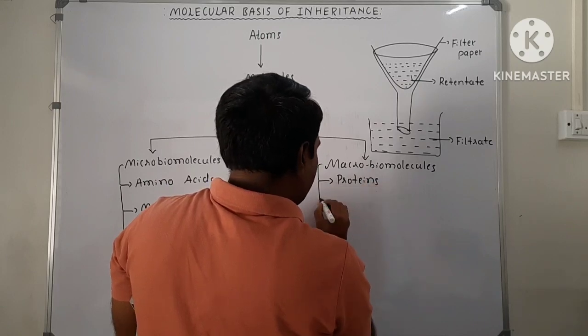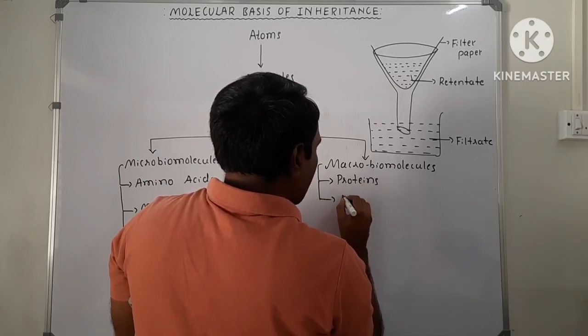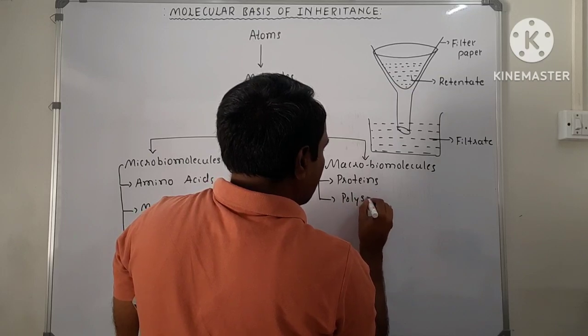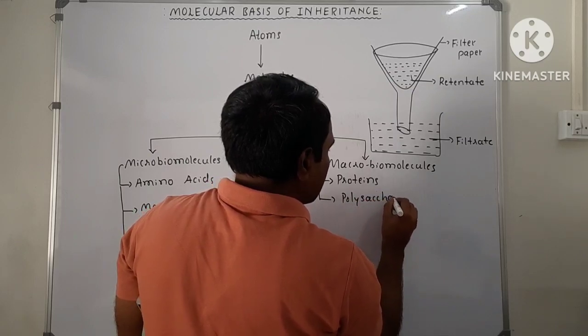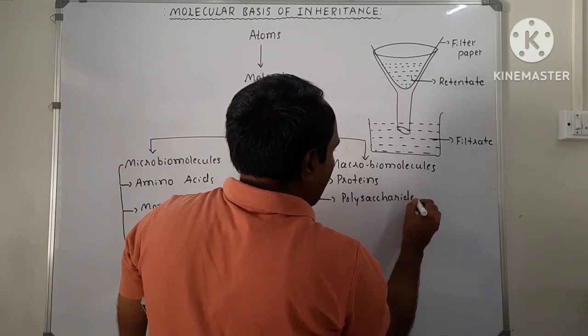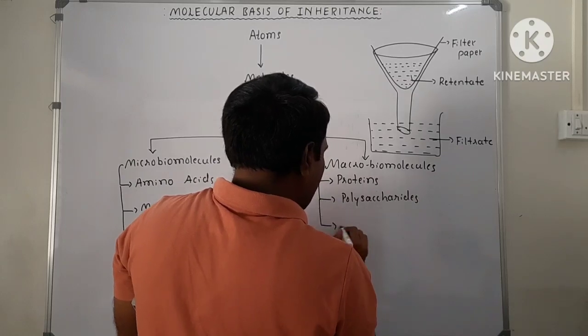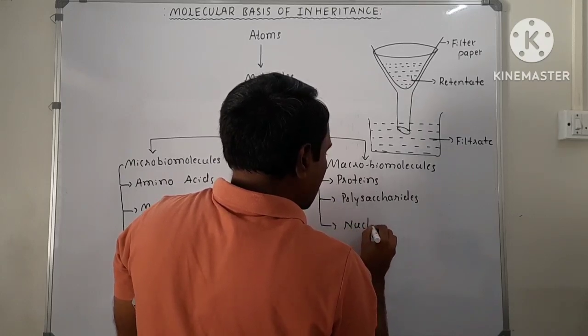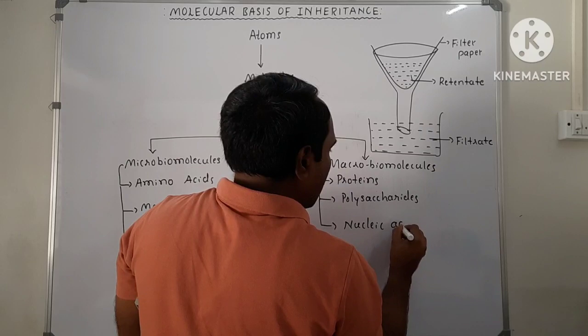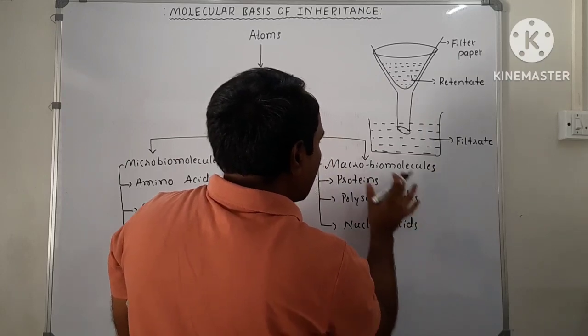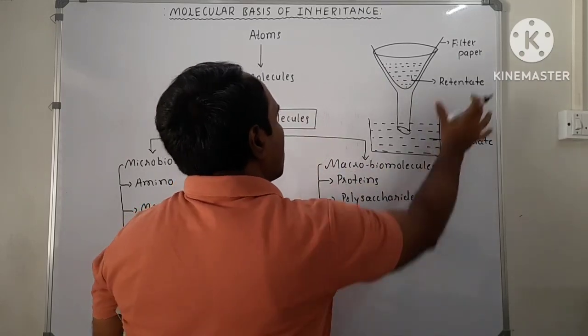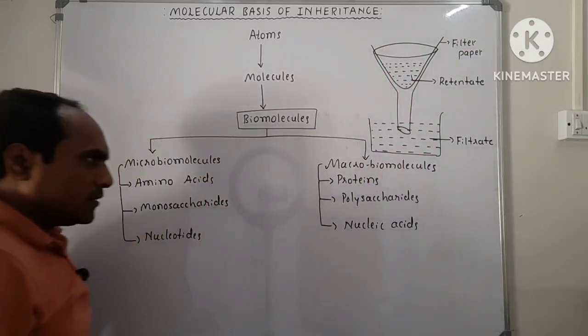These are the microbiomolecules found in the filtrate, and the major macrobiomolecules found in the retentate are proteins, second one is polysaccharides, and third one is nucleic acids. These are the macrobiomolecules found in the retentate part.